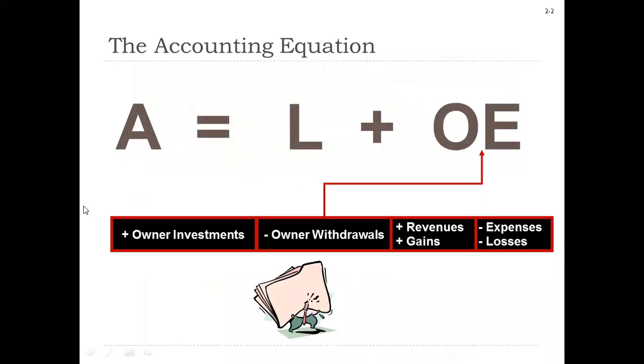So the first thing we look at, and I'm sure you're familiar with this, is the accounting equation. And the accounting equation, as you remember, is your assets equals liabilities plus owner's equity. And as you can see, owner's equity can be further divided into investments by the owner, which is an increase to owner's equity, withdrawals by the owner, which is a decrease to owner's equity, hence the minus here, and then revenues and gains increase owner's equity, expenses and losses decrease owner's equity.